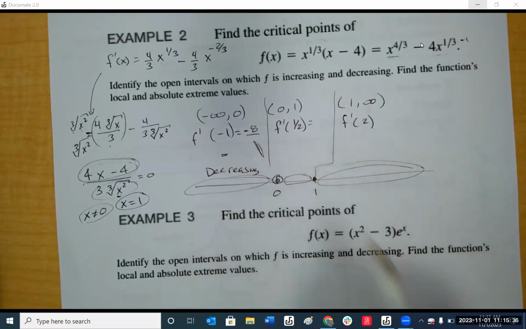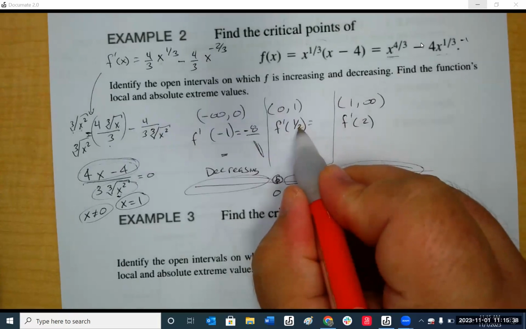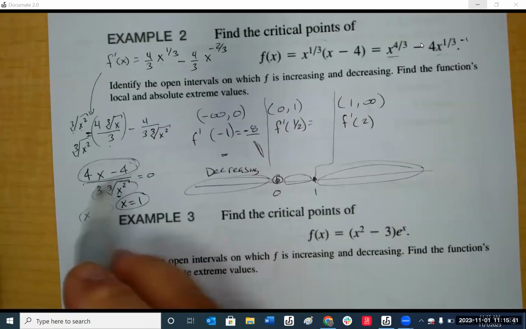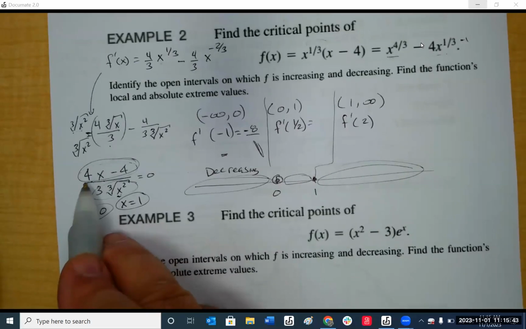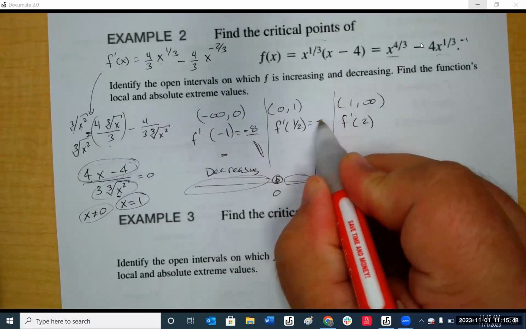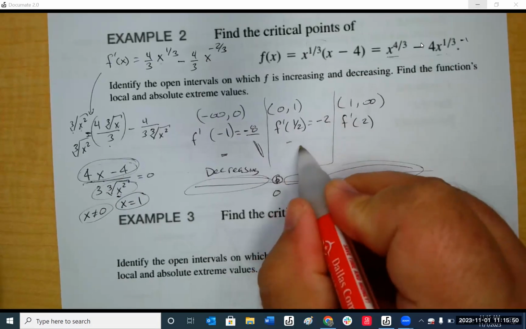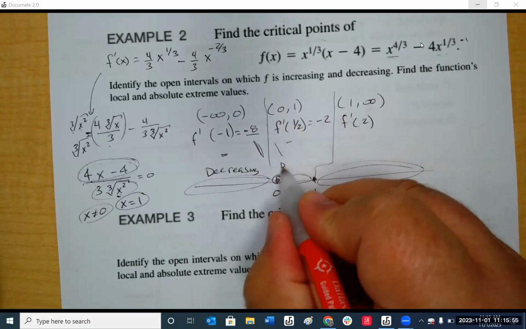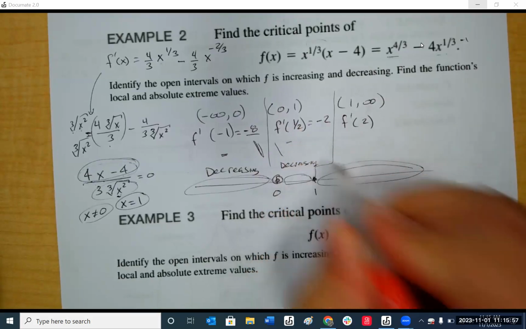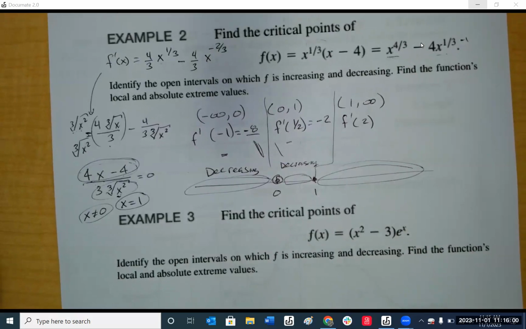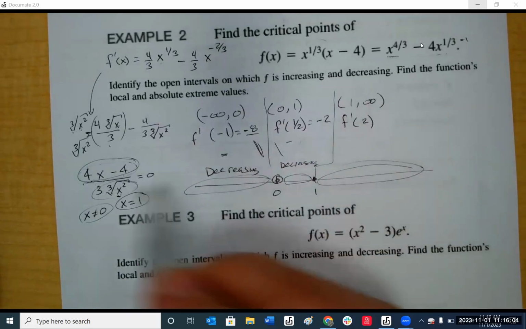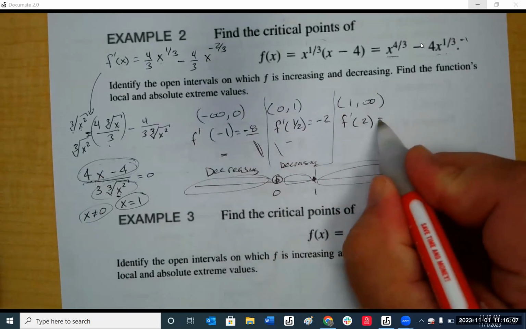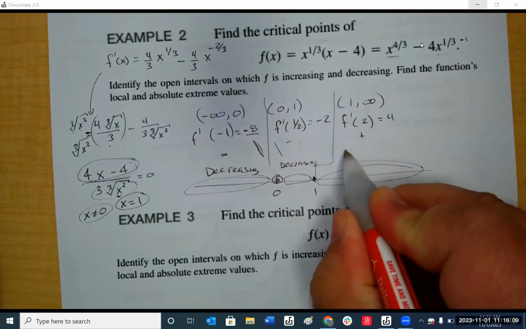It's going down. At 1/2, we put 1/2 inside there. We have 4 times 1/2. 4 divided by 2 is 2, minus 4 is -2. Also negative, also decreasing. And then at 2, 4 times 2 is 8. 8 minus 4 is 4. It's positive, so it's increasing.